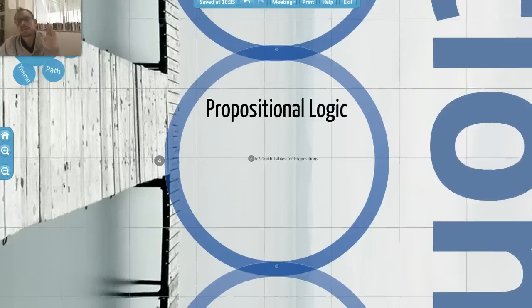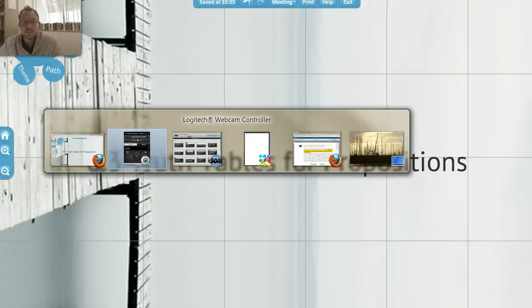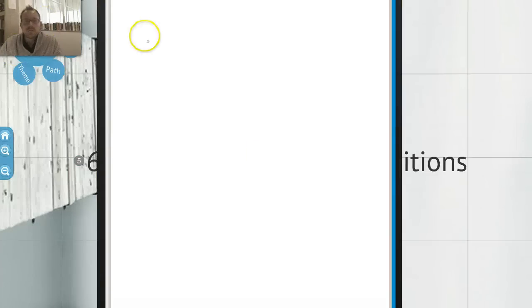Today we're going to be taking a look at propositional logic, and in particular this lesson focuses on truth tables for propositions. In essence, we're going to talk about what a truth table is, how to build a truth table to analyze compound propositional statements, and then we'll also talk about how to classify and compare propositional arguments.